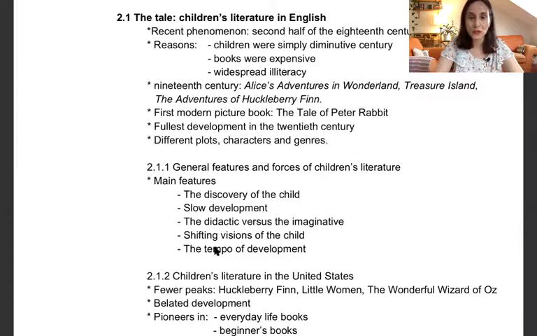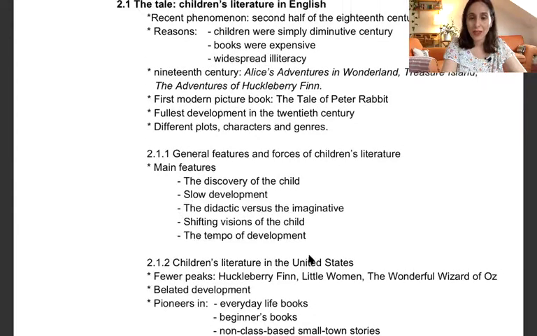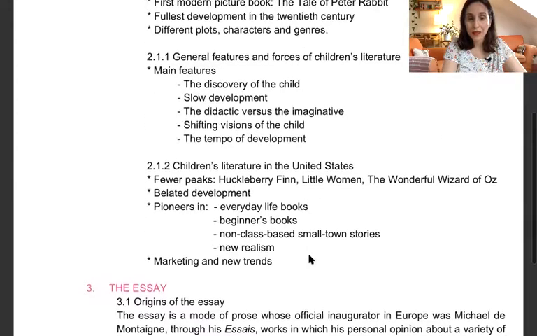General features and forces of children's literature. Main features: the discovery of the child, slow development, the didactic versus the innate, shifting vision of the child, the tempo of development. Children's literature in the United States has fewer peaks, for example Huckleberry Finn, Little Women, The Wonderful Wizard of Oz, belated development. We have pioneers in everyday life books, beginners books, non-class-based small-town stories, and new realism.